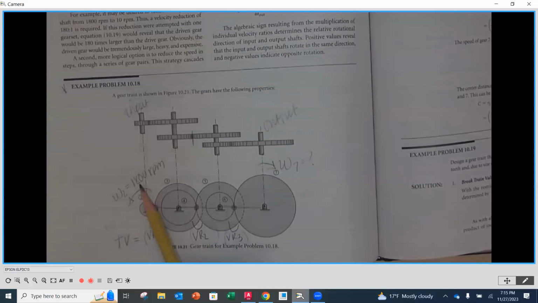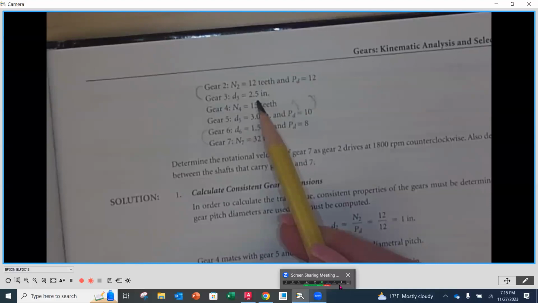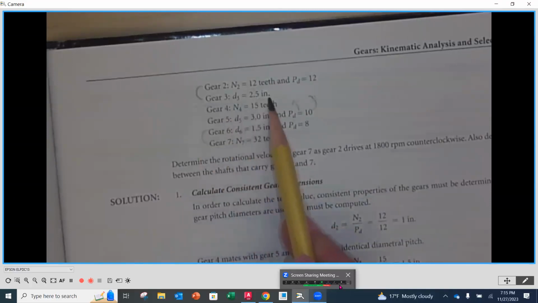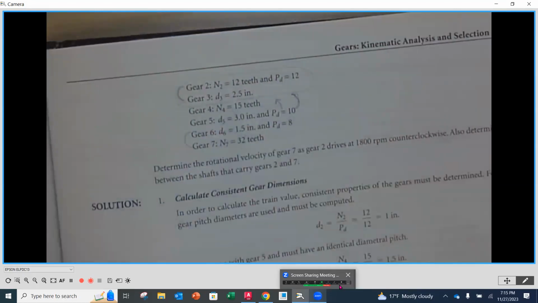So we have to know information about these. We already know the rotational speed of gear number 2. But as we go to the next page at the very top here, it gives us more details about each one of these pairs. For instance, it says gear number 2 has 12 teeth and a diametral pitch of 12. Gear number 3, we know that its pitch diameter is 2.5. So these two go together. Now, we know that if gear number 2 and gear number 3 are engaged with one another, their diametral pitches have to be the same, right?